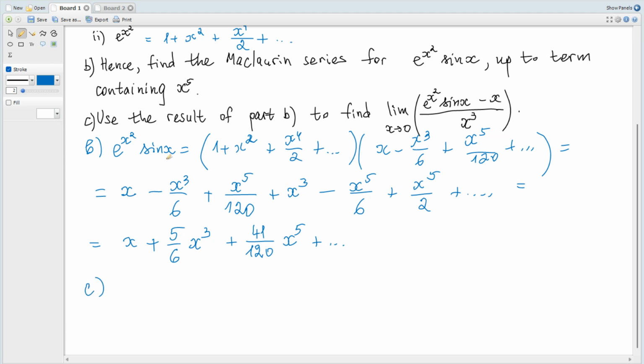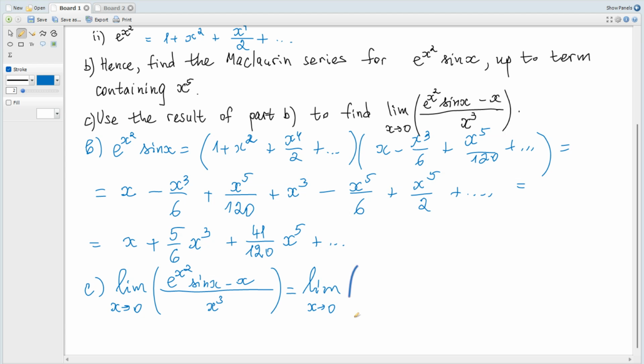The next question, C: use the result of part B to find this limit. It is equal to the limit of x plus 5 over 6 x cubed plus 41 over 120 x to the power of 5 plus higher powers of x, minus x, divided by x cubed.